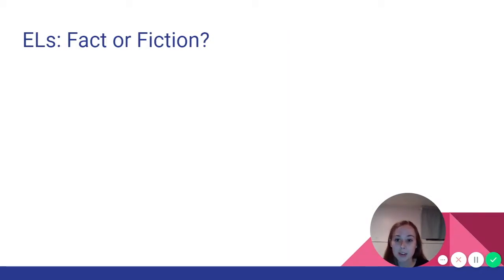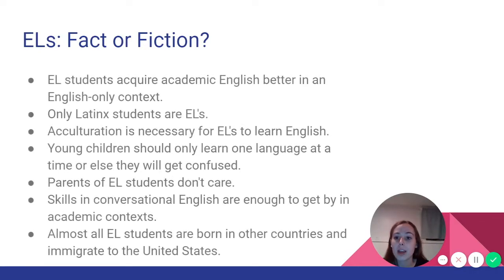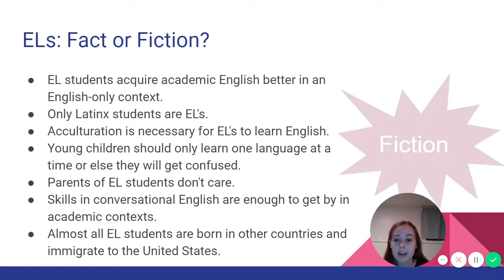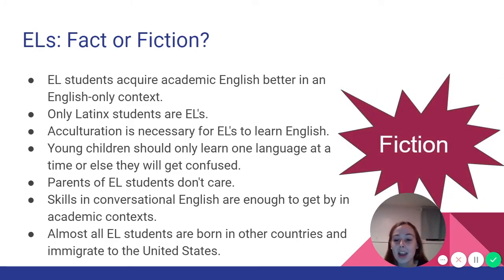And so we have some fact or fiction questions for you. So if you read through these, you can see some common thoughts and perhaps myths about English learners. And it turns out that they're fiction. In reality, English learners don't measure up to any of these stereotypes, even though you might hear these in your schools or perhaps read them in literature.